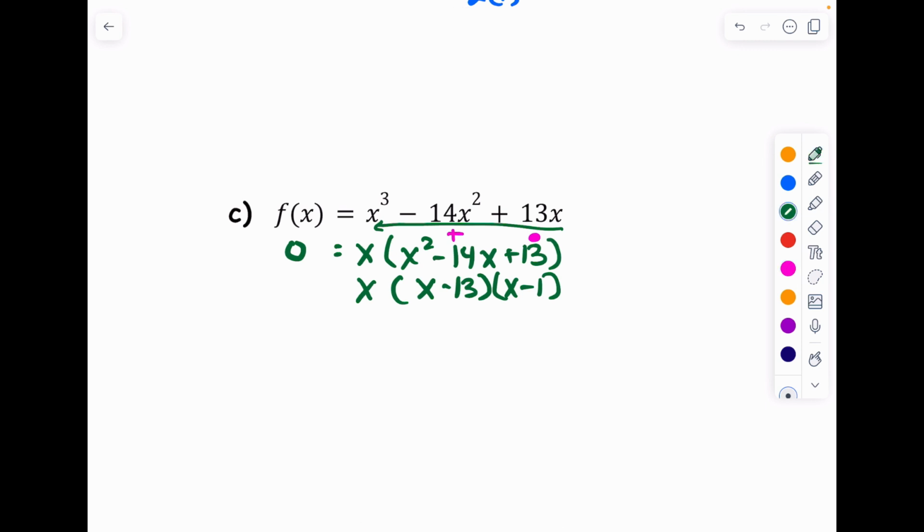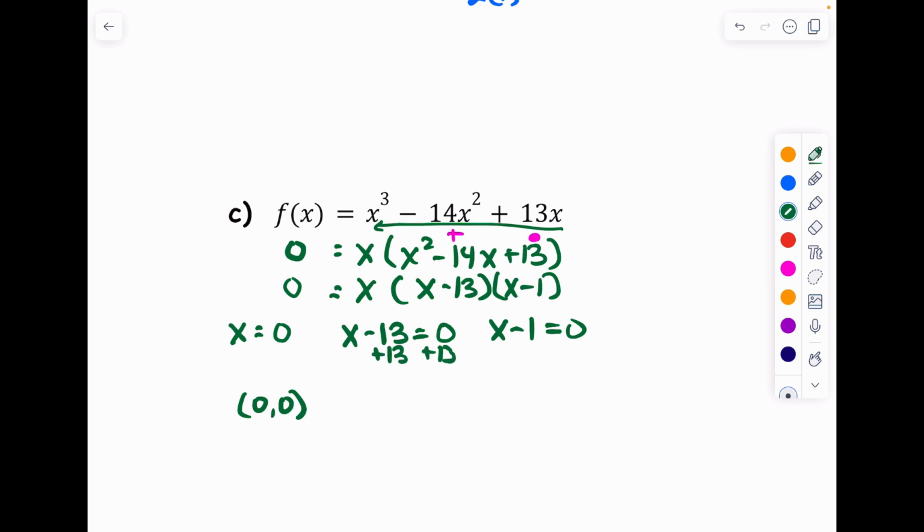And so we have this is equal to 0, which means that each factor could be 0. That product only happens to be 0 when either x is 0, x minus 13 is 0, or x minus 1 is 0. So x equals 0 just gives me the x-intercept (0, 0). On this one, we'll add 13, and we'll get x is equal to 13. So that will give us 13 will make a 0. And then adding 1, we would get that x is equal to 1. So we would have that 1 equals a 0.